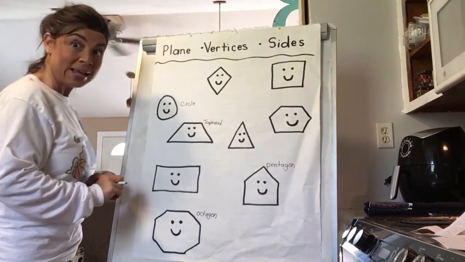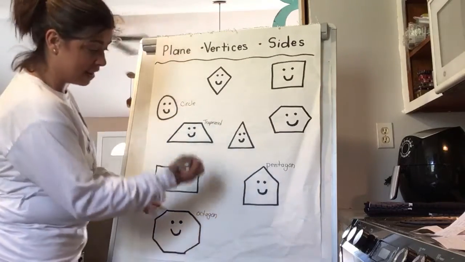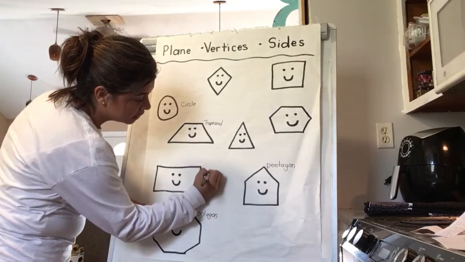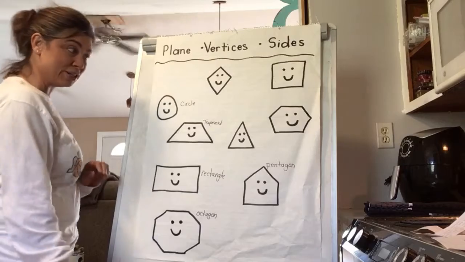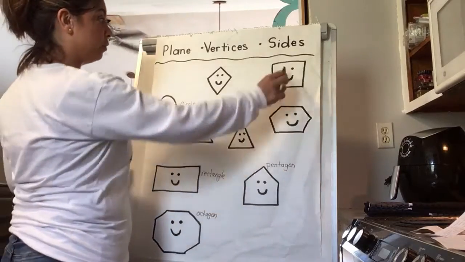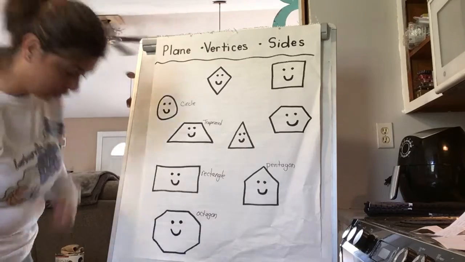Does anybody know who he is? What's his name? That's right. He is a rectangle. A rectangle. Rectangle. Awesome. Good job. Now we're left with 1, 2, 3, 4 more guys that do not have a name. So let's take a look at what we have.